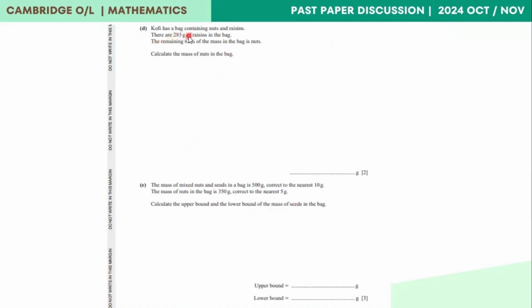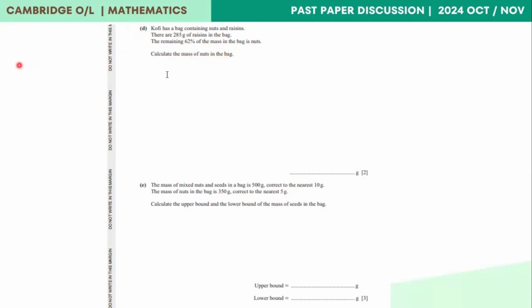Coffee has a bag containing nuts and raisins. There are 285 grams of raisins in the bag. The remaining 62% of the mass of the bag is nuts. Calculate the mass of nuts in the bag. So again, if we read, coffee has a bag containing nuts and raisins. There are 285 grams of raisins in the bag. The remaining 62% of the mass in the bag is nuts. Calculate the mass of nuts in the bag.